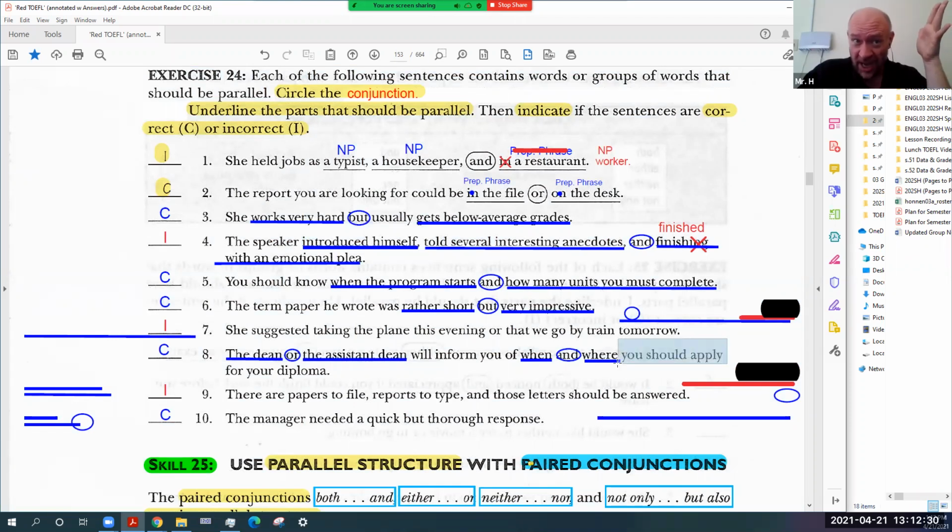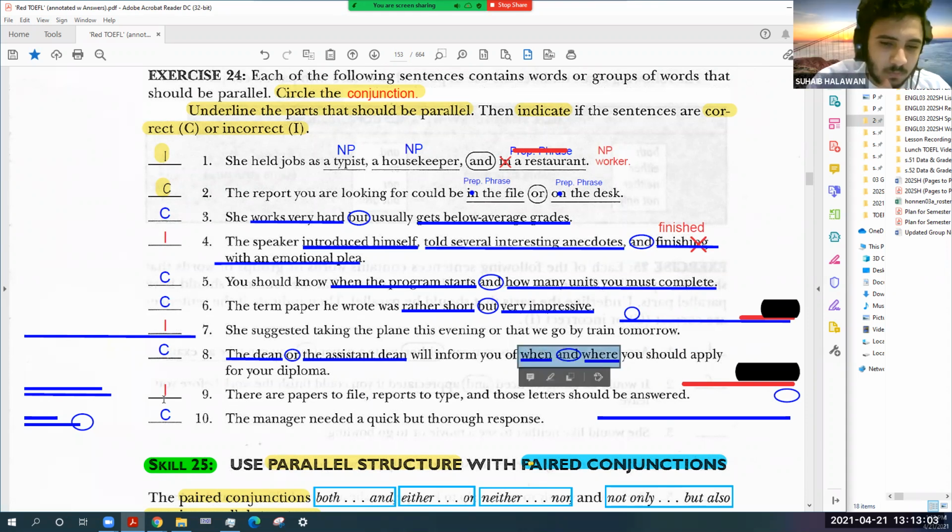For the clause, you should apply for your diploma, right? What kind of a clause is it? What kind of dependent clause? It follows a preposition. So yes, it's a noun clause. We have a noun clause, but look at the connector. It's a compound connector. Do you understand? Number 10.